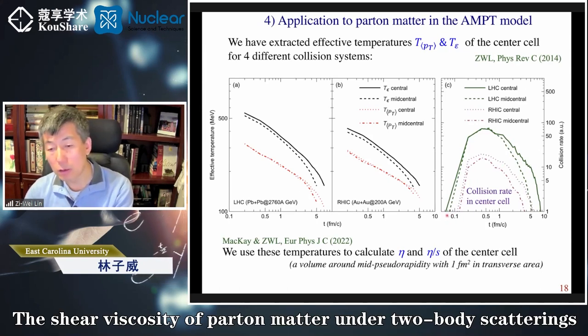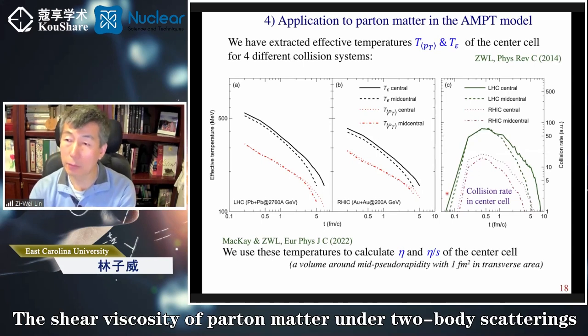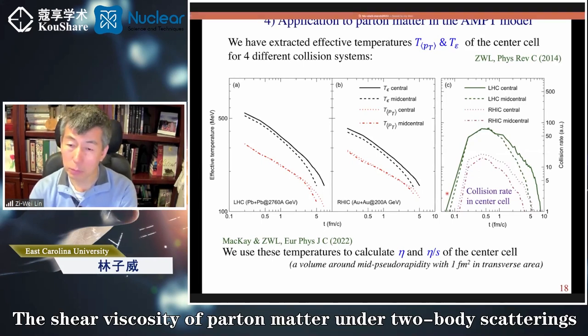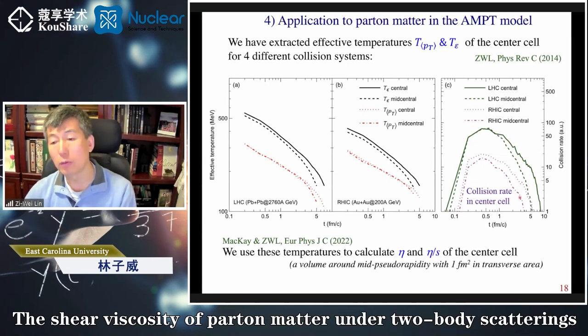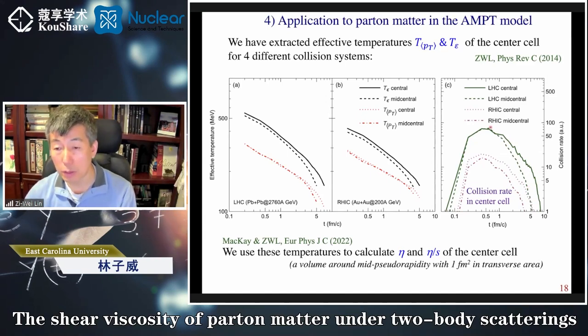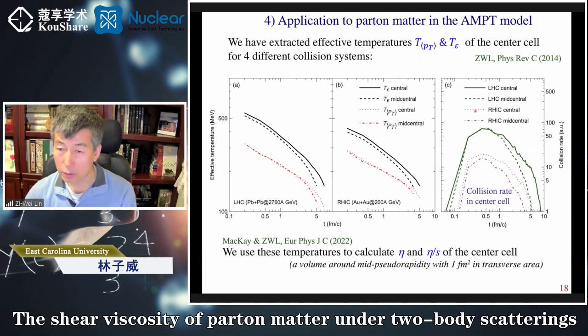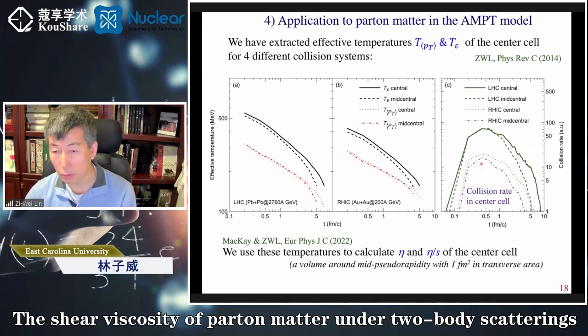And we can see that at a very early time, the collision rate is almost zero because all the partons have finite emission time in the AMPT model. And then at late times, the system expands and is more dilute, and the rates also drop. So as a result, it peaks at some time. It has this structure. And this is for LHC, and this is for RHIC.